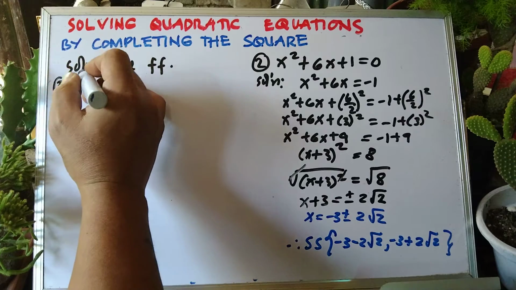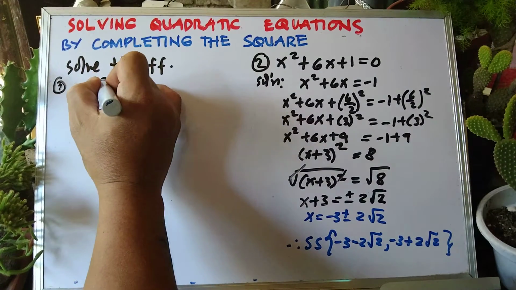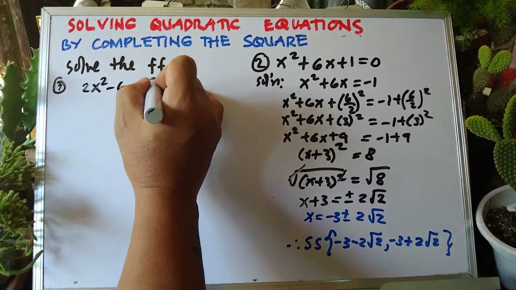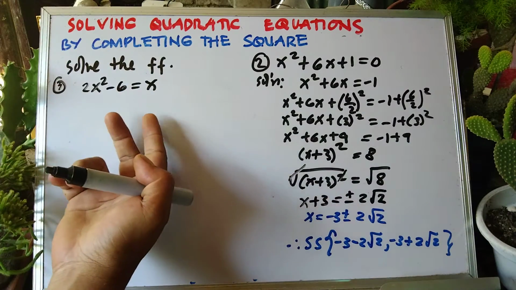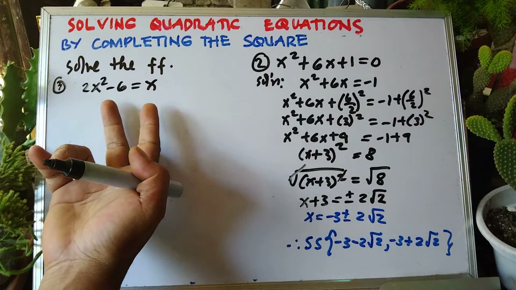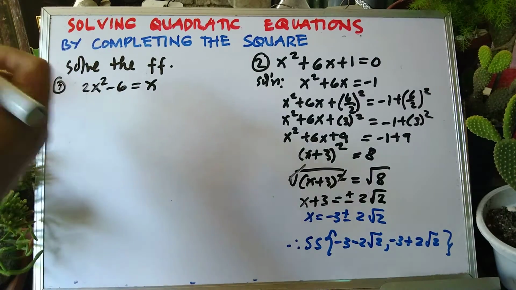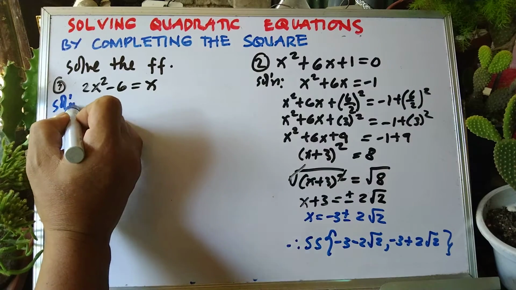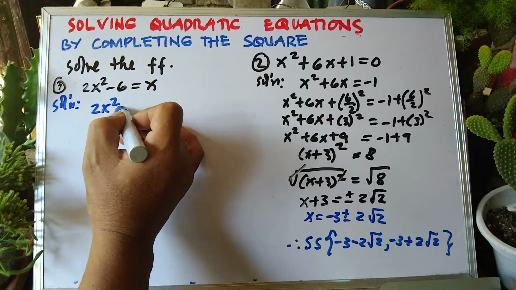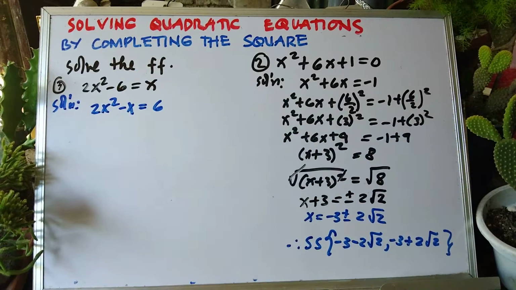Okay, I'll give you example number 3. You have 2x squared minus 6 is equal to x. Again, we cannot solve this by factoring nor by applying the square root property. So, first step, we need to transpose all terms with the variables to the left side and the constant to the right side. So what happens here, you have 2x squared minus x is equal to 6. Correct?